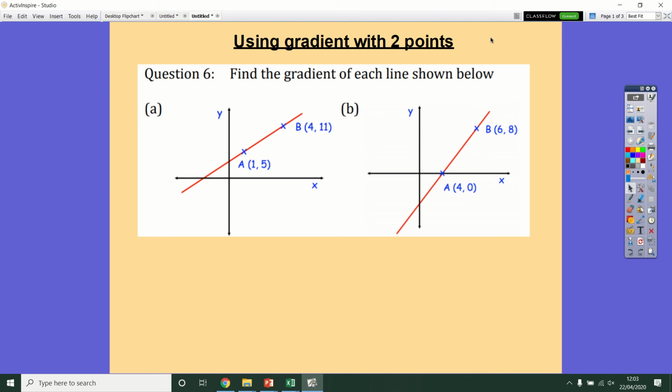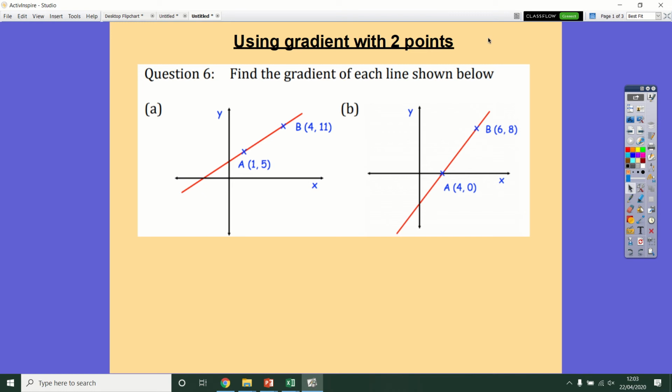This video is going to round off the work that we've done so far on gradient. So far we've been doing this on a square grid where you've been able to count the squares or measure the distances to work out the gradient. But this time we're going to move away from doing it on the picture and work out the gradient when all the things that you know are just 2 points. So I'm going to show you a few examples as to what I want you to do and achieve, and then you're going to have a go yourself.